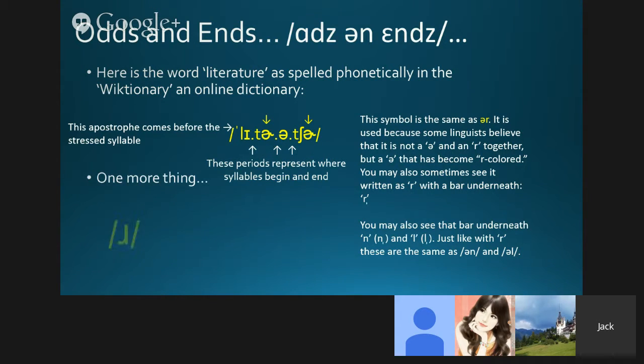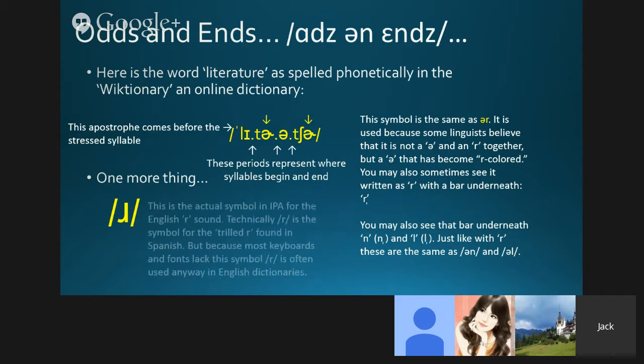One last thing. If you ever see this upside down R, that's actually the IPA symbol for that sound in English. Technically, the upward facing R is the r sound from Spanish. However, because most keyboards don't have that symbol easily, when we're talking about English, a lot of people just use that R anyways. So just know if you see this upside down R, it's the same thing.